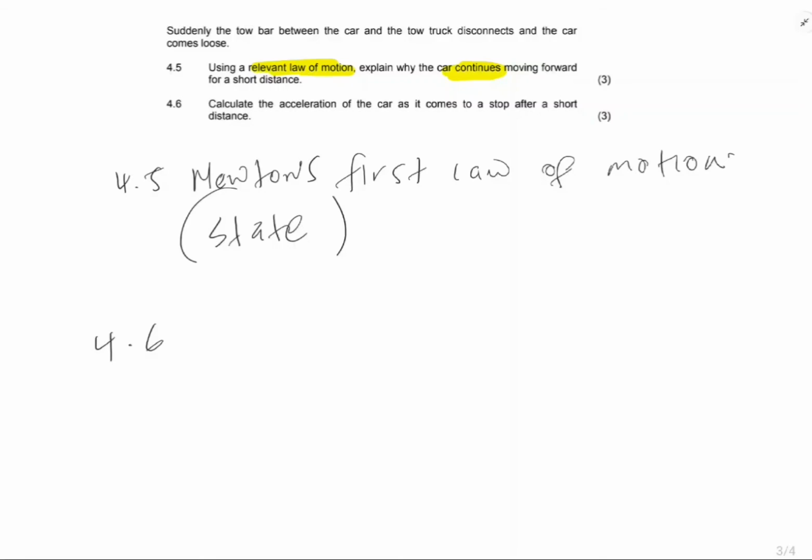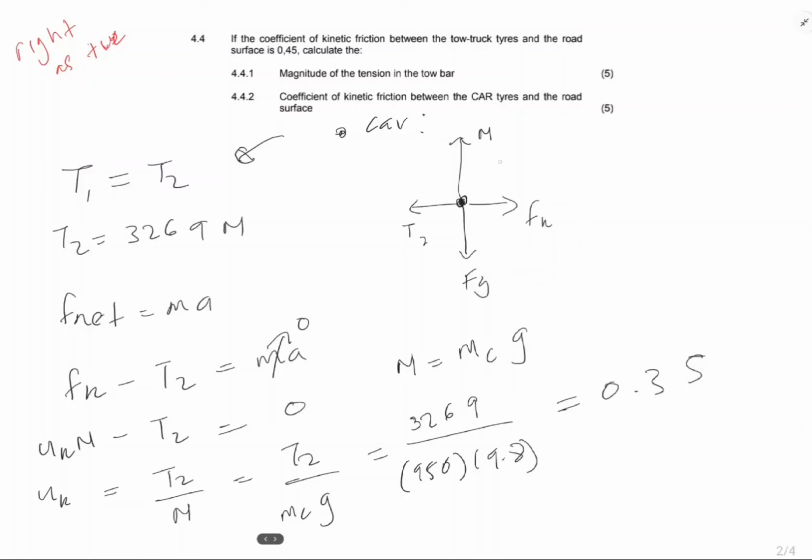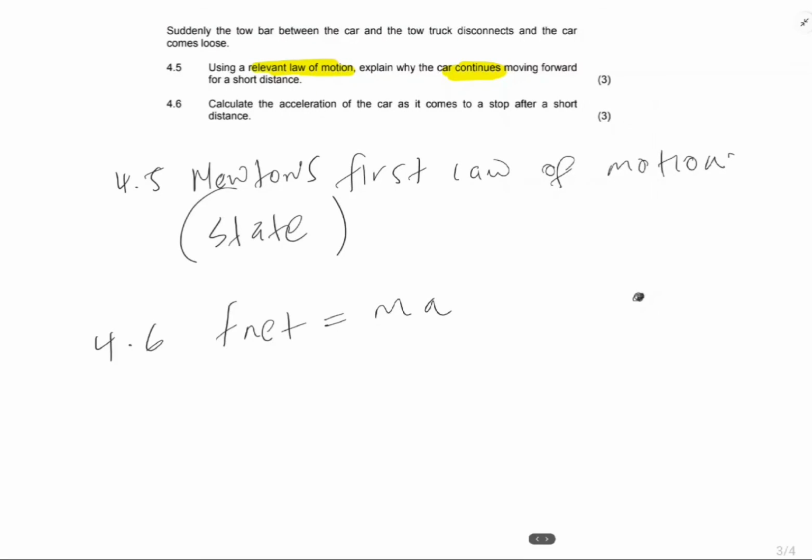The last question: calculate the acceleration of the car as it comes to a stop after a short distance. Now the tow truck and the car are disconnected, so obviously they're not moving at a constant velocity. So F net is equal to ma, and the only force that will act on the car is the frictional force. Going back to the original free body diagram, the new free body diagram now is N, Fg, and there we go, Fk. The tension is no longer there because they're disconnected.